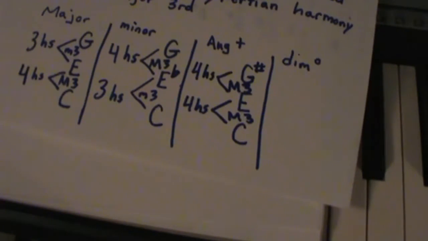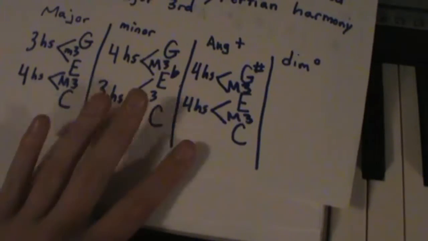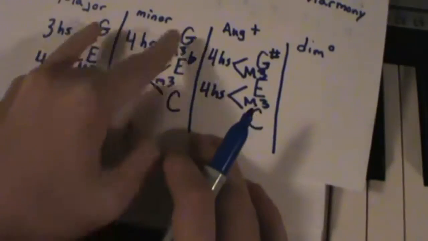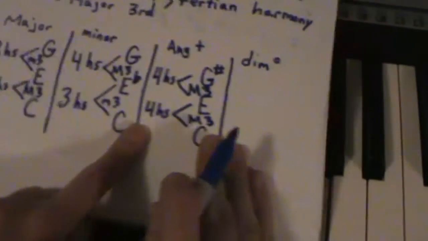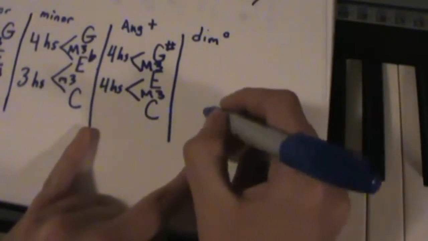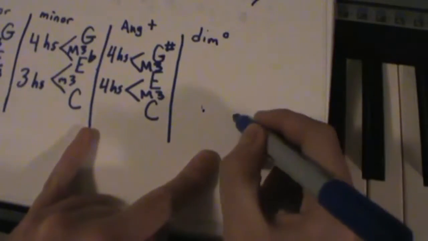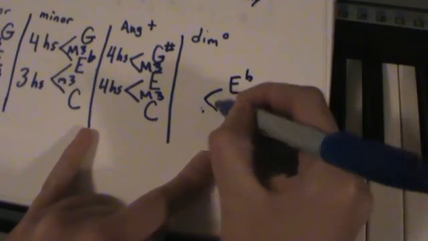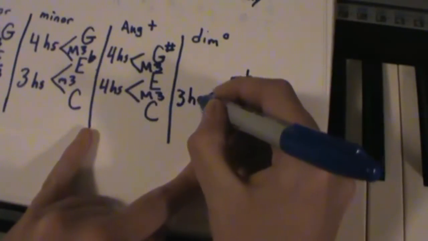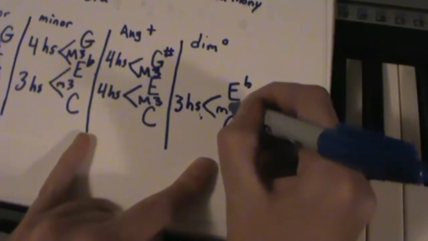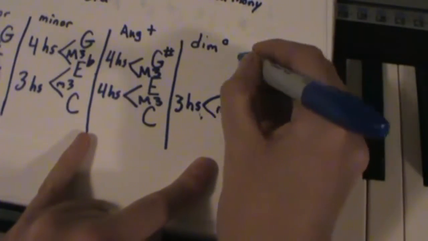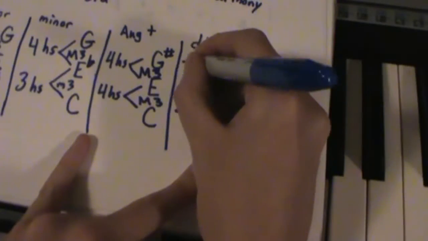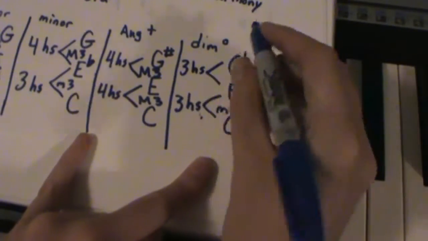And if you're really quick, you've probably already figured out, oh, I bet because these are opposite to each other, augmented and diminished are opposite. So you've got C, E flat, you're going to have a minor third here. And a minor third on the top.